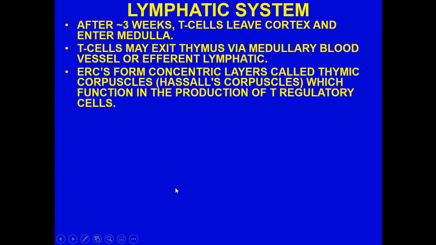Now, after about 3 weeks of processing, T cells will leave the cortex and enter the medulla of the thymus. T cells may exit the thymus via the medullary blood vessel or via the efferent lymphatic. ERCs will form these concentric layers called thymic corpuscles. They're also known as Hassall's corpuscles. And this is where they function in the production of the T regulatory cells, so it's a subclass of the T cells.